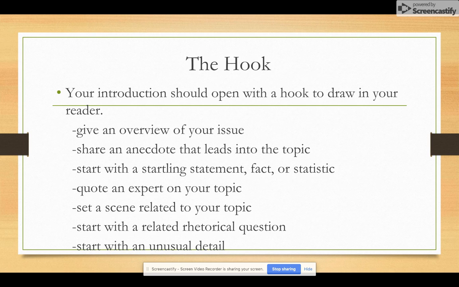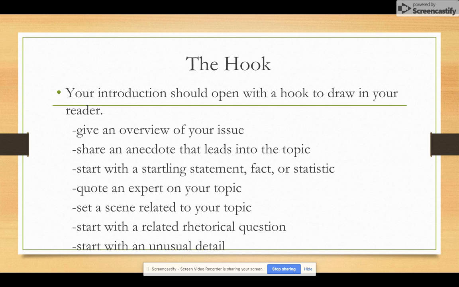Okay. Now the hook, like we said, is a way to draw in the reader. So maybe you give an overview of your issue. Maybe you share like a little anecdote, a story that leads into the topic. Maybe you start with a startling statement or fact or statistic from your research. It didn't really fit in your paper anywhere else, but it would be good to start your paper with.